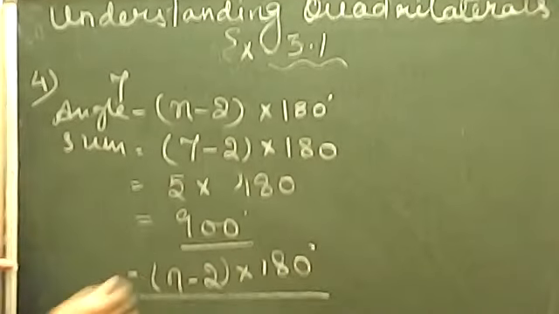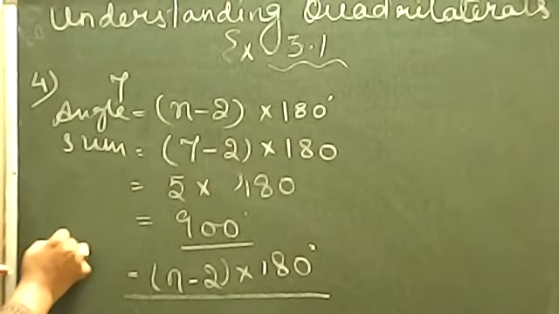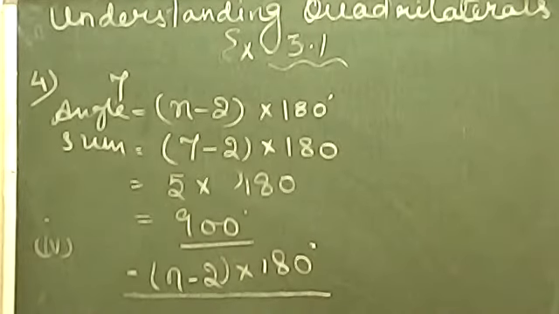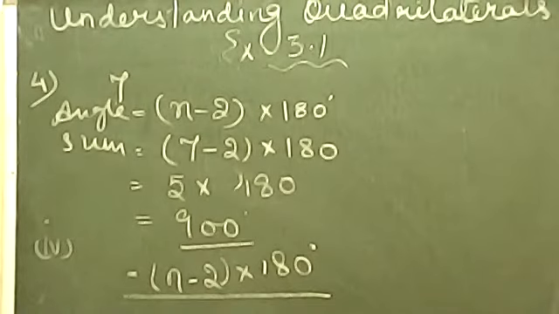You will not replace it by any number because it is only asking for the case where the number of sides is n. So in this question you don't need to do anything. You have to just simply write it down: n minus 2 multiplied by 180.